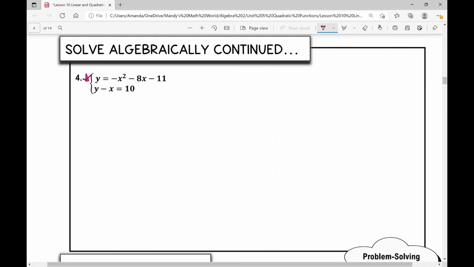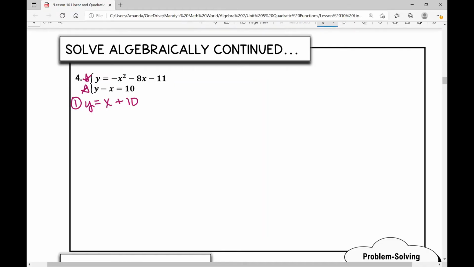I've got a quadratic equation written in standard form, and I've got a linear equation not written in slope-intercept form. I'm going to solve for y. So in this first equation, how would I solve for y, this linear equation? I would add x to both sides. So I got y equals x plus 10.